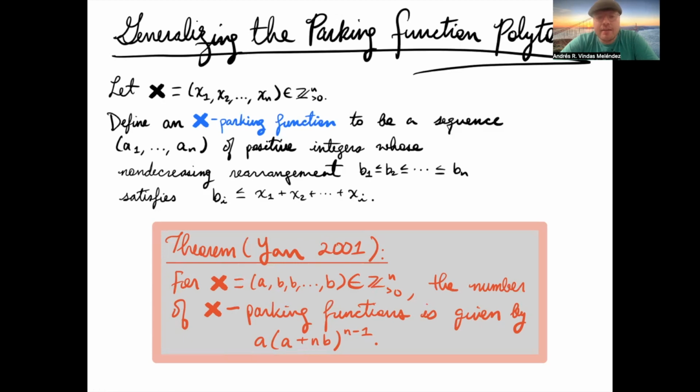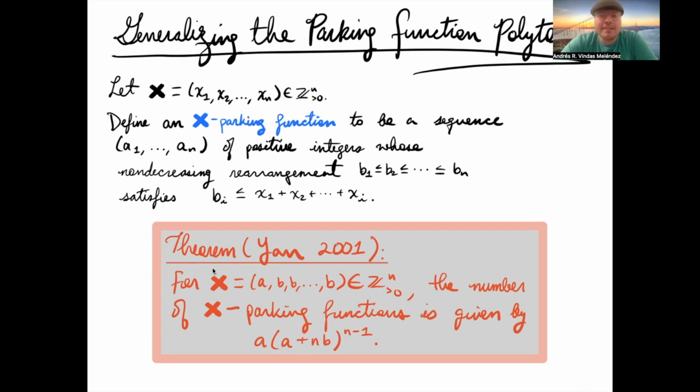We can see through an example that this generalizes the classical setting when we take x to be 1, 1, 1, 1, 1, right? Because we would have 1 times (1 plus n times 1), which is n plus 1, to the n minus 1. So we recover the same formula we saw earlier for the number of classical parking functions.